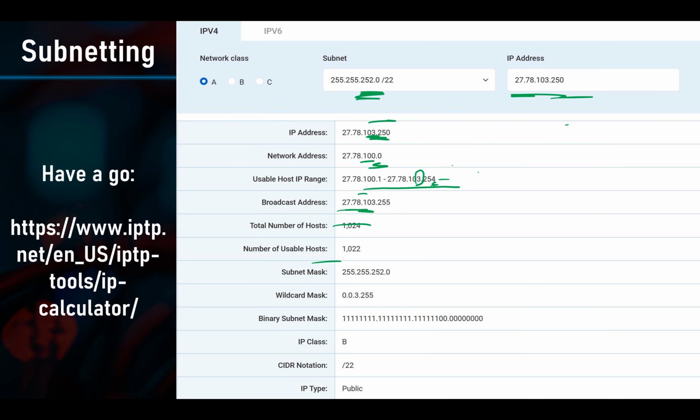As for this wildcard mask, don't worry. The wildcard mask is just the inverted subnet mask. So rather than a 1 meaning the network ID, a 0 is the network ID and a 1 is the device ID, so it's just inverted. It can also tell you the equivalent CIDR notation, and whether it's a public or private IP.